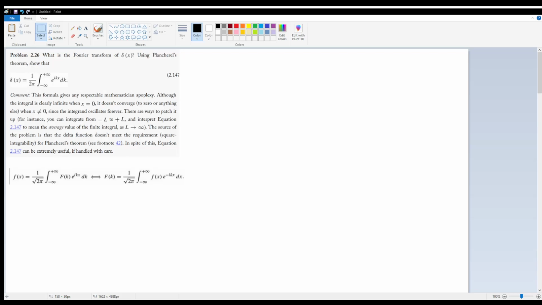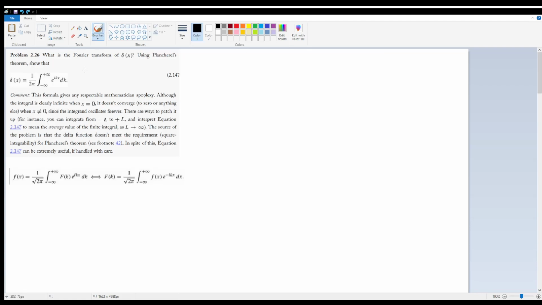Okay, 2.26, mathematically speaking, is a pretty trivial problem. It's really easy to actually solve this, but conceptually it's a little bit more tricky, and Griffiths actually goes into a rant about the problems with doing a Fourier transform of a Dirac delta. I am also going to go into detail about this, so for now I'm just going to ignore this and do the problem first.